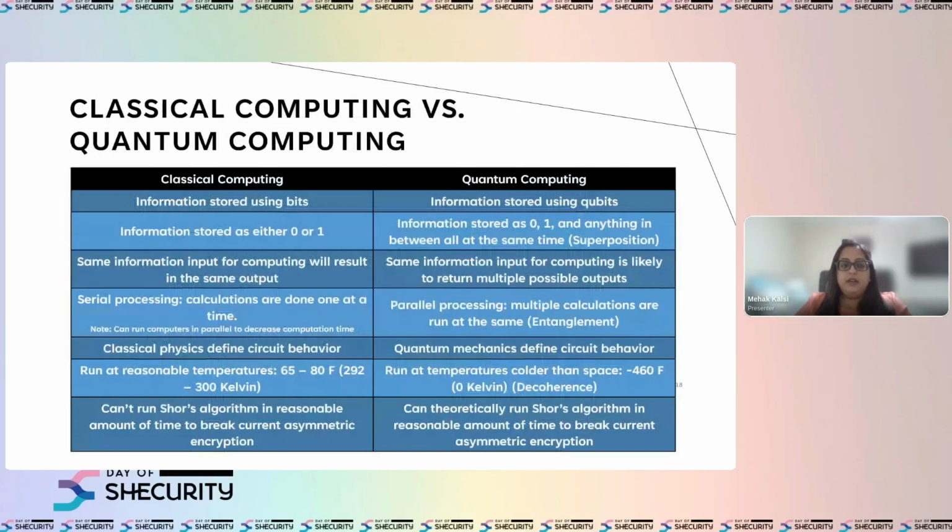So one last thing to talk about here, and this is one of the most important parts, this bottom row, is that classical computers can't run Shor's algorithm in a reasonable amount of time. Shor's algorithm, created by Peter Shor back in the 90s, is theorized that if run on a quantum computer, it could break current asymmetric encryption. We'll talk a little bit more about that in the coming slides about what that means. At this time, you can run Shor's algorithm on a classical computer, but it would take an unreasonable amount of time to break that encryption. So it's safe for now until we do get that quantum computer that shows a quantum advantage.